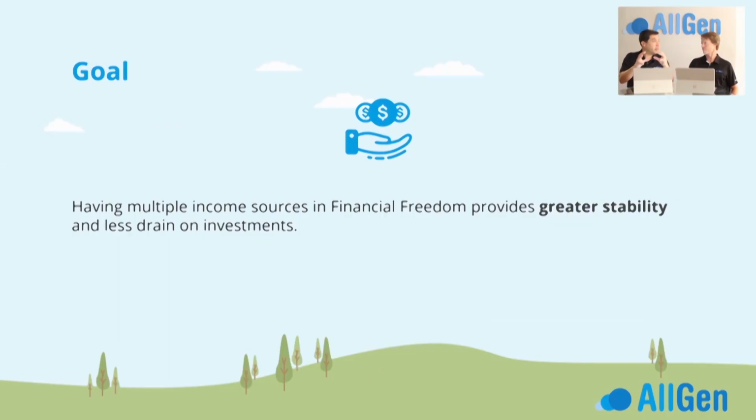As we've gone over these possible income streams in financial freedom, it's important to understand that having multiple income sources provides greater stability because you have something you know you can count on, hopefully, for your financial freedom plan, and it also provides less of a drain on investments. So the more income streams, the less you have to accumulate. Now, you may or may not have access to some of these income streams, so it's important to consider your personal situation in determining how much you'll have, and therefore how much you'll need to accumulate.